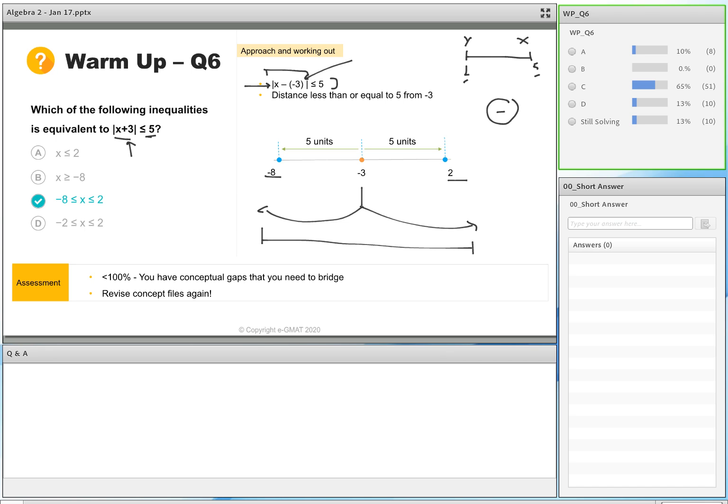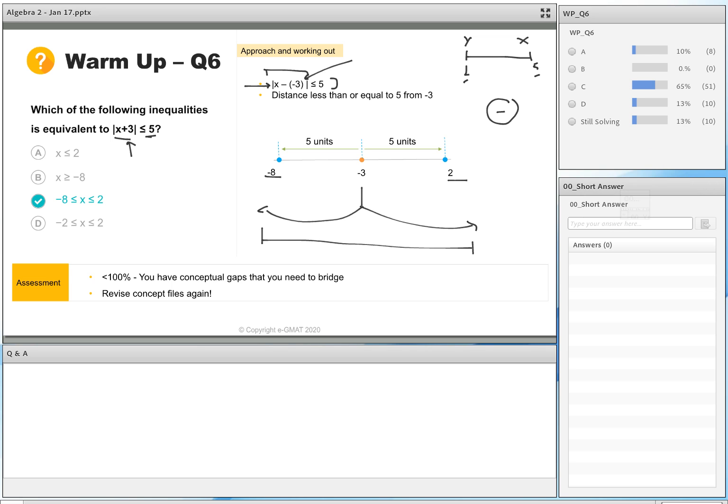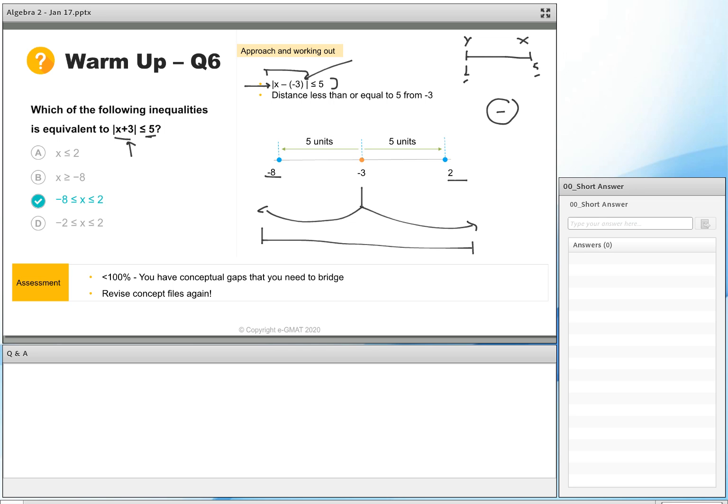Again, let me bring in the yes no poll. Is this method clear to all of you? All right, that sounds perfect then. So I'm going to end the poll over here. Thank you for your answers. Let me clear all the answers. And let's move ahead to the next section. So I'm also going to hide this poll over here.